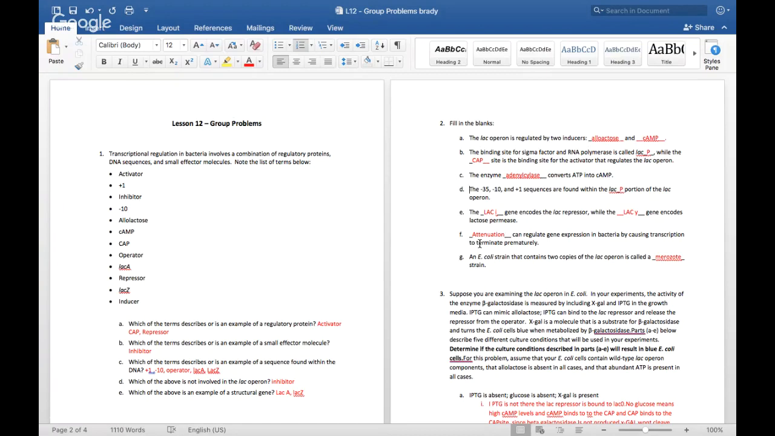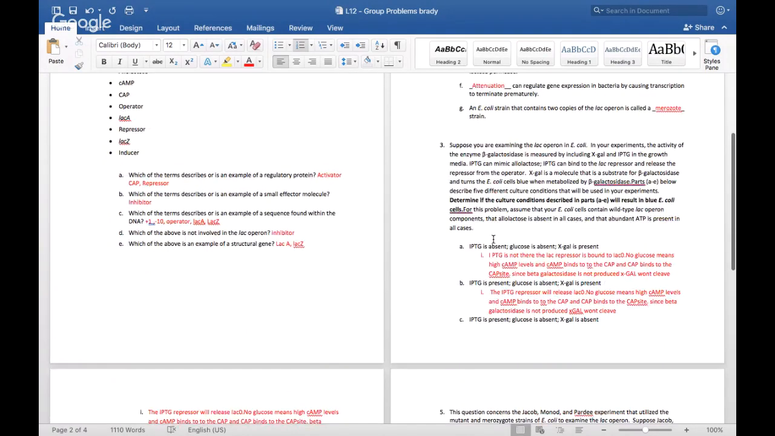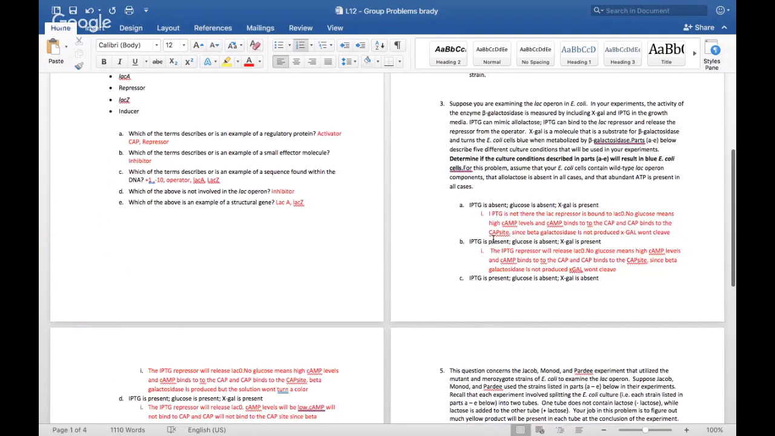F, attenuation can regulate gene expression in bacteria by causing transcription to terminate prematurely. And G, an E. coli strain that contains two copies of the LAC operon is called a merozygote strain. And you could see that in the 11-minute video. I don't know what the title was. It was a good drawing, though.